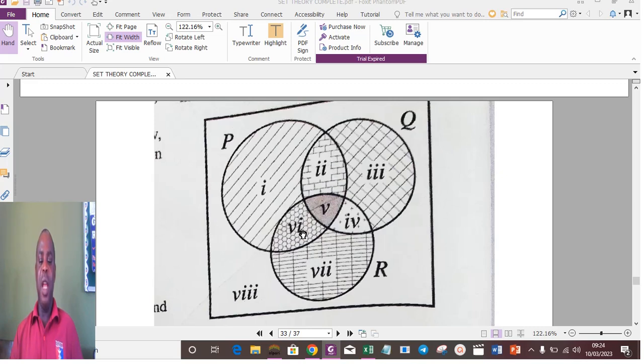Look at this place. Element common to P and R. That will be P intersection R intersection Q prime. You know Q is not there, or you can write P intersection R minus Q. Now look at this place here. Element common to Q and R only. That will be Q intersection R intersection P prime, or you write Q intersection R minus P.